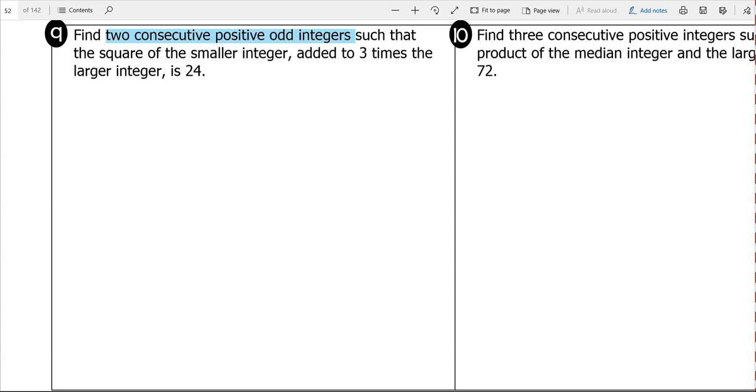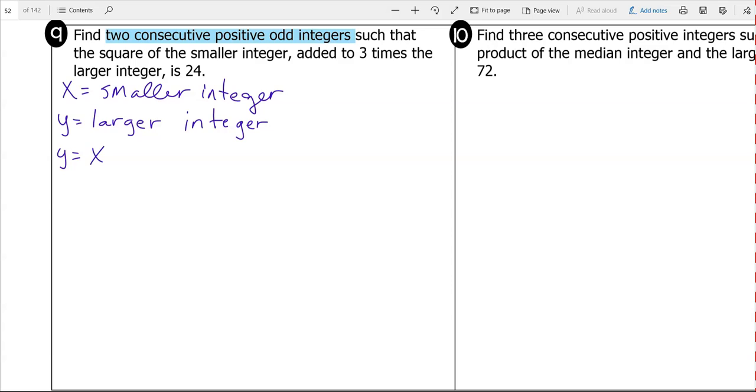Again, that means they're going to be positive and they're going to be whole numbers because they are positive integers. Odd integers are always 2 apart. So if x equals the smaller integer, and let's say y equals the larger integer. Now, the larger integer is going to be 2 higher than the smaller integer because they are consecutive odd integers. For example, 3 and 5, 5 and 7, 7 and 9, 9 and 11, those are all consecutive positive odd integers. So y is actually equal to x plus 2. That is our larger integer, okay?